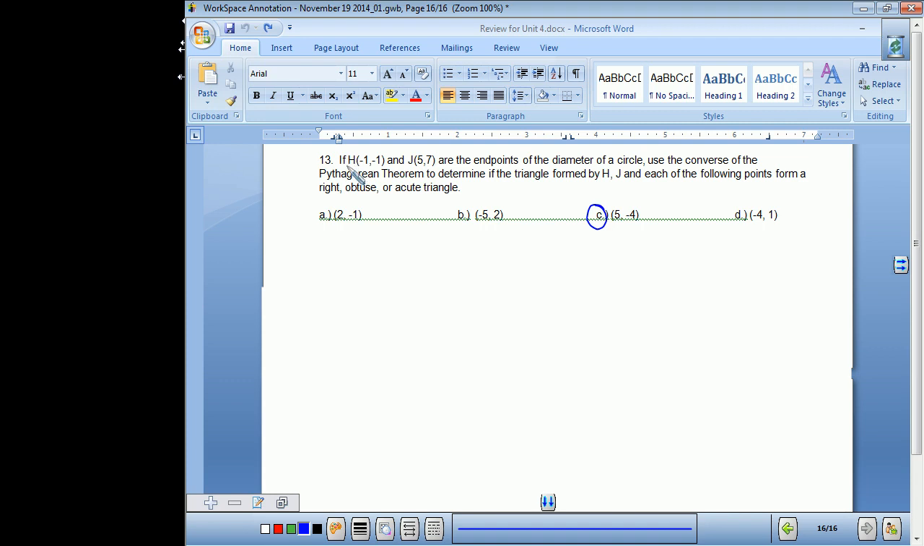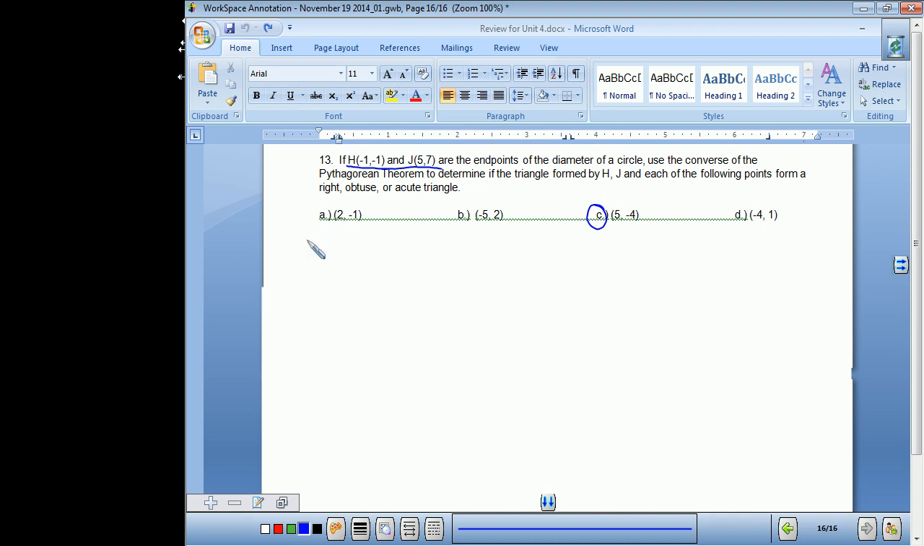So this one, it tells us that H and J are endpoints of the diameter of a circle. Use the converse of the Pythagorean theorem. Does A squared plus B squared equal C squared? That is the Pythagorean theorem. But the converse would be taking those lengths, the A squared, the B squared, and the C squared, and seeing if it's equal to, greater than, or less than, because that tells us about the type of triangle. Like the first formulas that you showed us on number 12. Right. Okay? So that would go back to the first part.